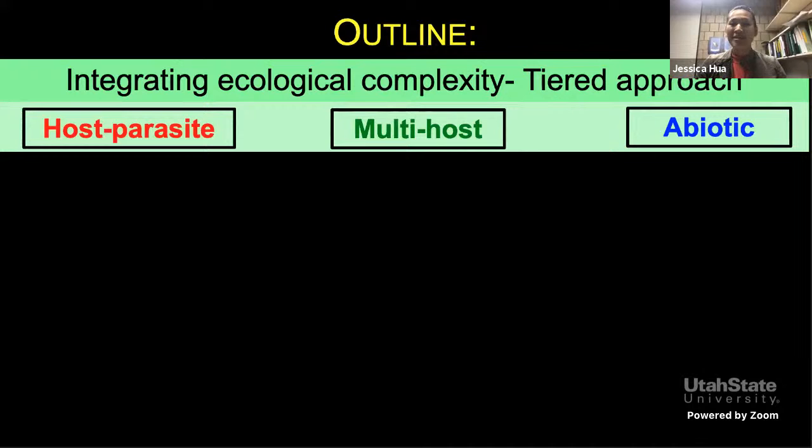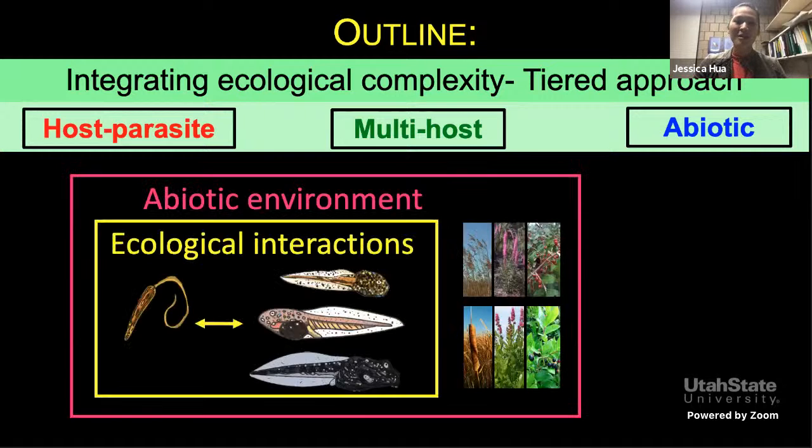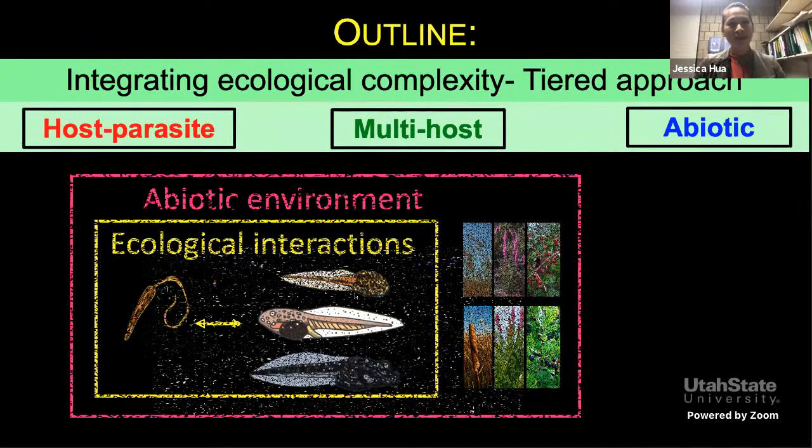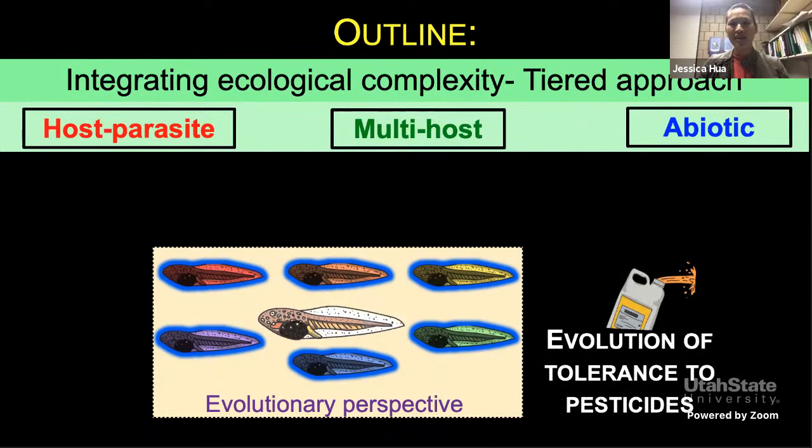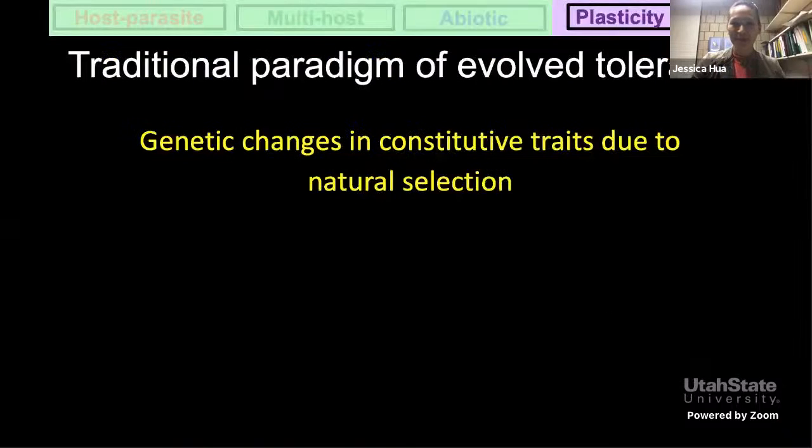So with that, this is the end of the ecological complexity portion of the talk. We talked about the effects of salt on these different levels. In the next 15 minutes or so, I hope to shift gears to talk more about the evolutionary perspective, the evolutionary arm of our lab. Here, we'll transition from talking about salt to pesticides, and I'll talk about the evolution of tolerance to pesticides.